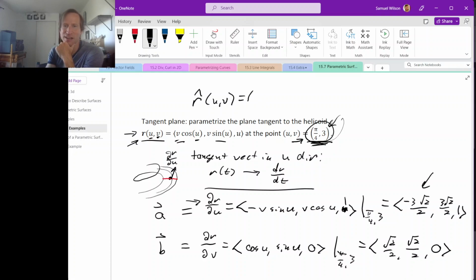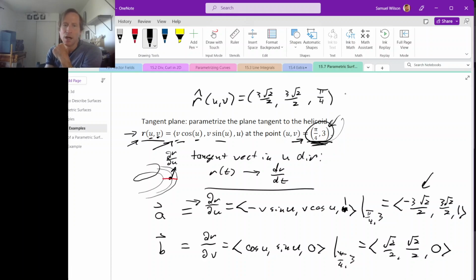So we should start at the point on the helicoid where u is pi over 4 and v is 3. To figure out what point that is, we need to plug this into our parametric curve. So that's going to be, let's see, 3 root 2 over 2, comma, 3 root 2 over 2, comma, pi over 4.